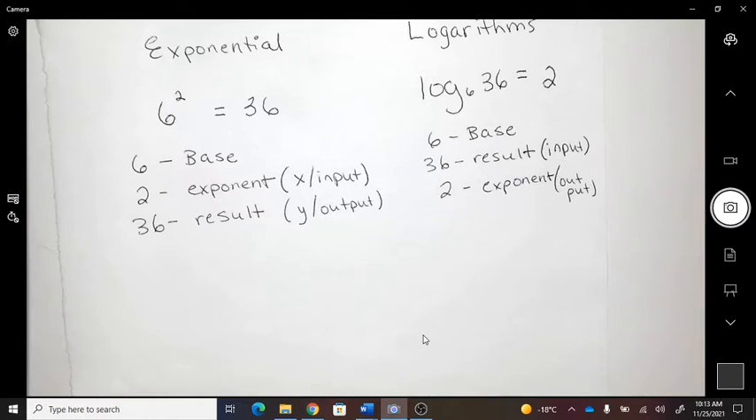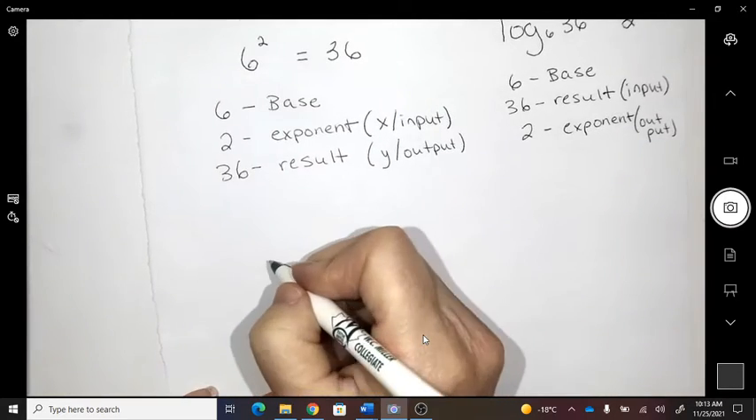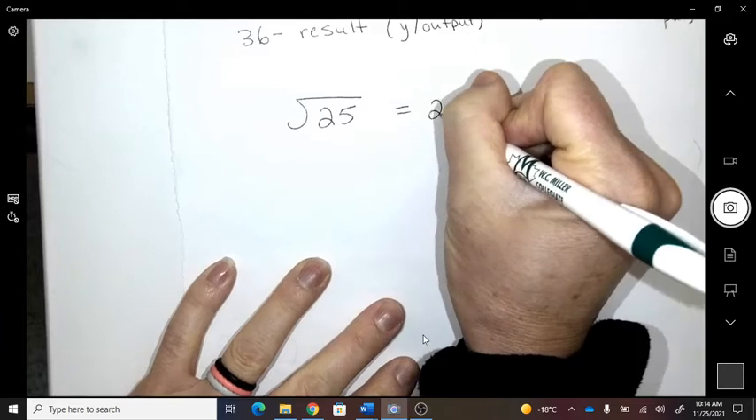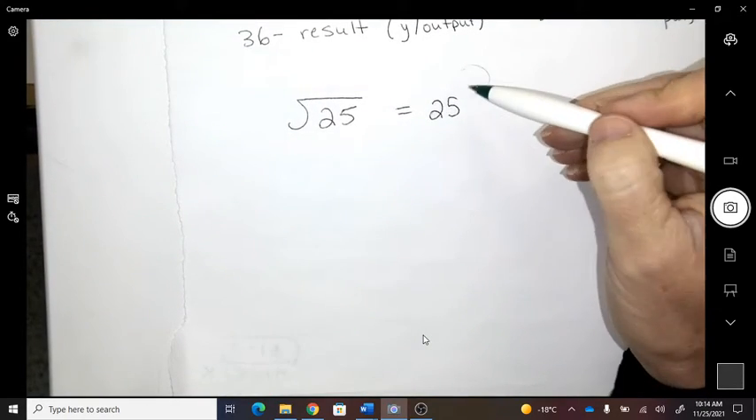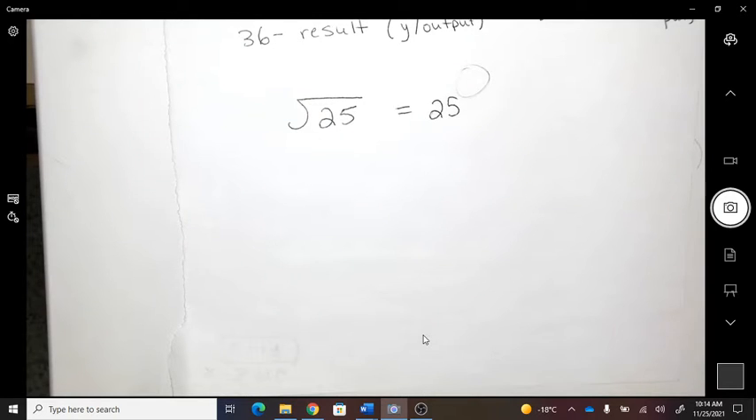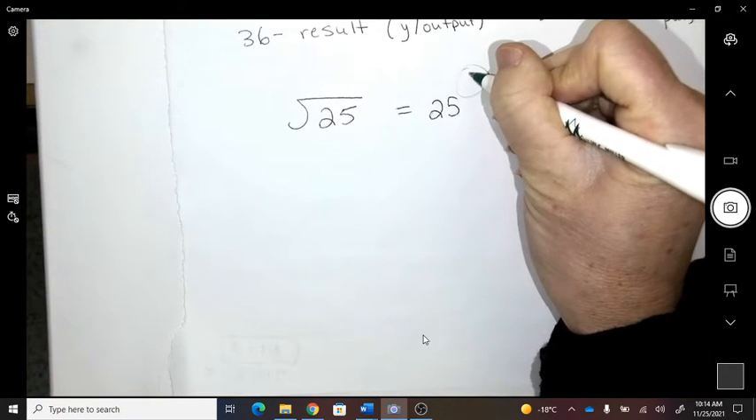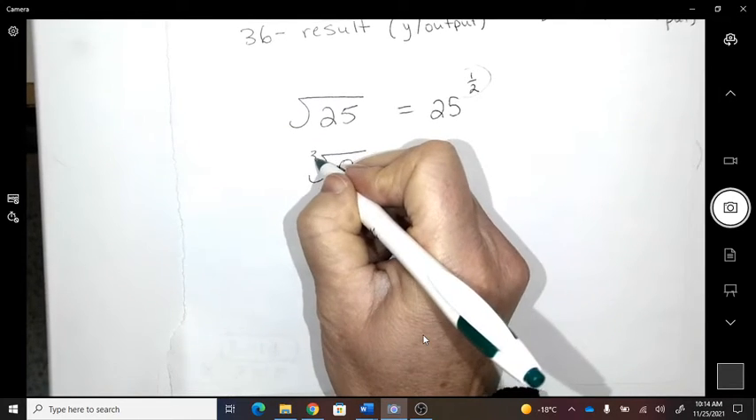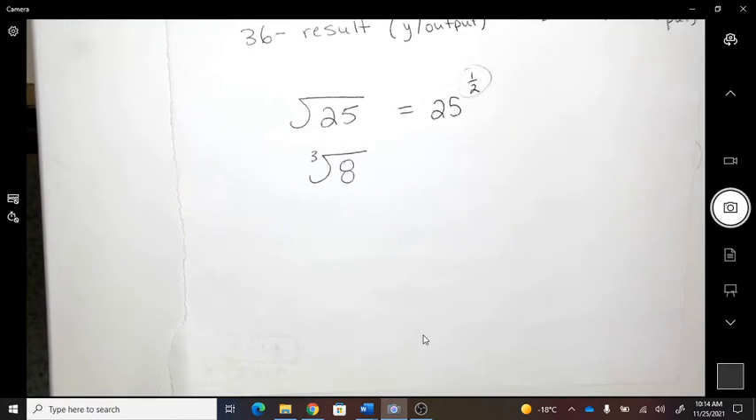Okay, I need to make sure you know some stuff from your past, so we're going to go all the way back to grade 10. If you ever saw this, do you know what you could write that as an exponent? A square root of something is the same as having an exponent of? Does anybody remember? A half? What about something that would look like that, which would say the cubed root of 8? How else could I write it in exponential form? 1/3. Okay? So that's important to remember in this unit.